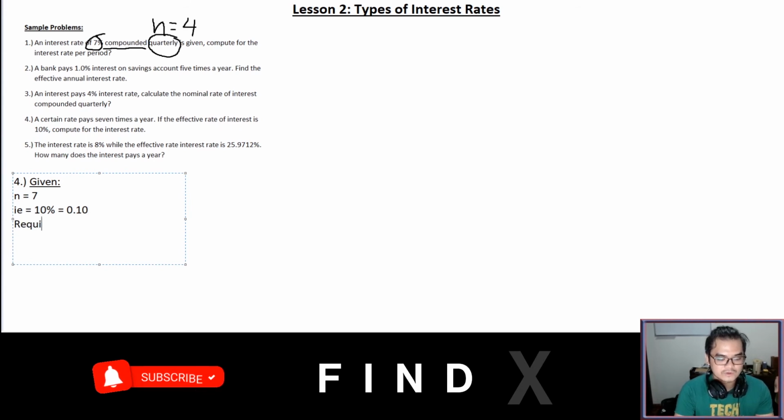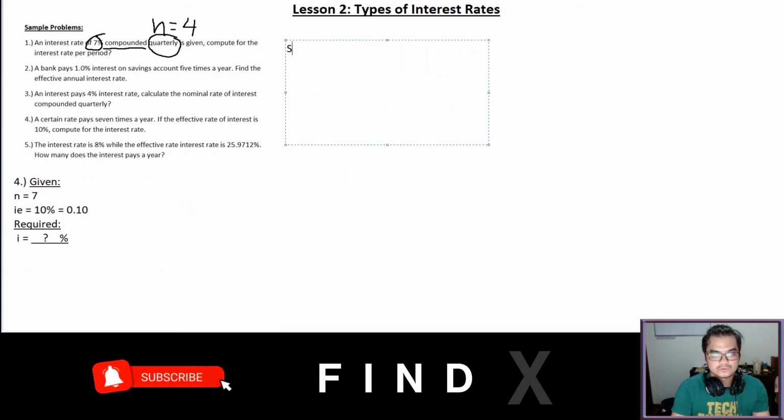Now we are required to find, what? Compute for the interest rate. Therefore, that is your I equal to, and this must be in percent. Okay, and now going to the solution, of course.